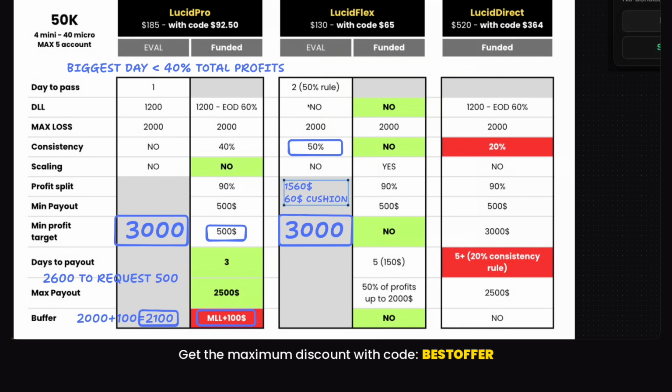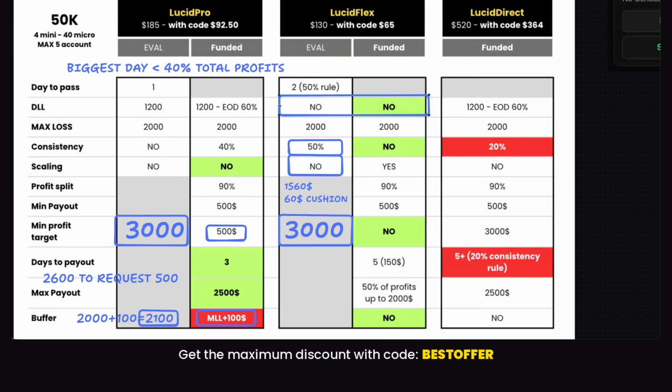Now, the great thing, even in the evaluation, is that you have no daily loss limit. You have a maximum loss of $2,000, pretty standard for the industry, 50% consistency rule, and you have no scaling plan. So these are the basic rules for the evaluation. Now, let's have a look at the funded account.